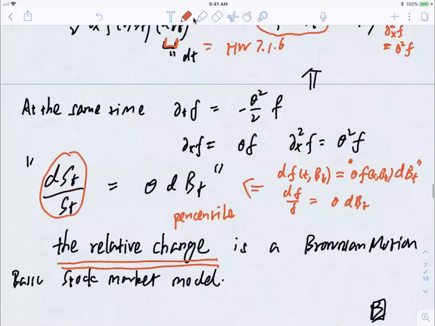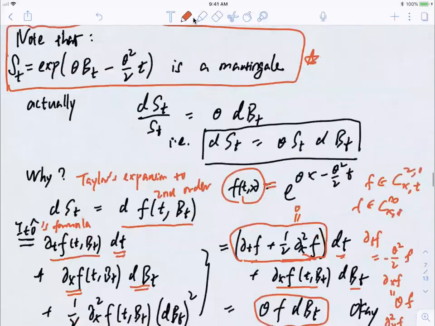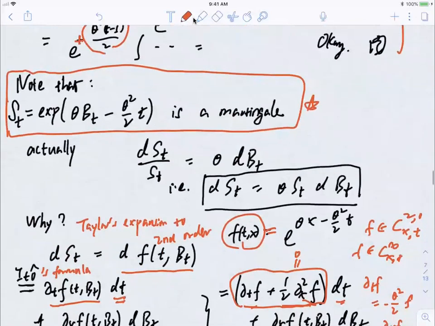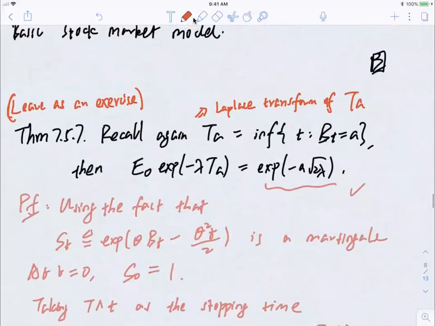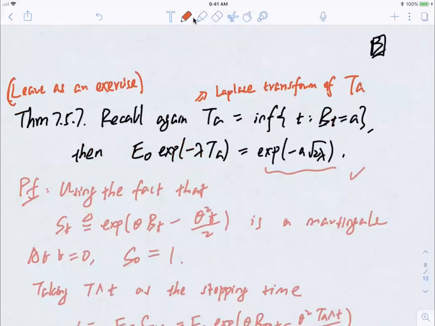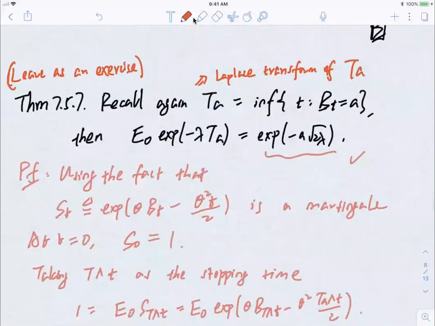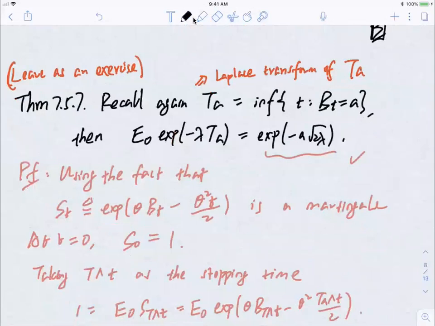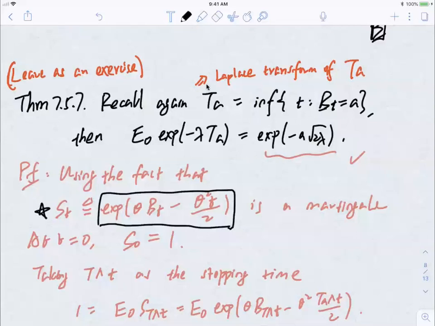So this tells us this is a model. This is a martingale. There's one more example using the property. This is a martingale, but I will skip this. So St is a martingale.